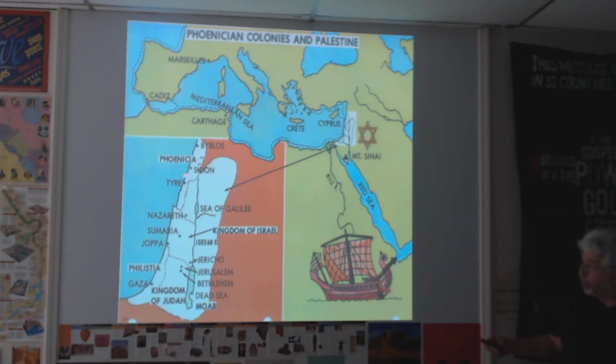Now, the Phoenicians weren't content with just staying here and trading around the Mediterranean. They went all the way to the edge of the Mediterranean and established a colony over here, Carthage. And we'll see Carthage has great importance later on. But these are Phoenicians over here. I think that they also, this map shows them going along the coast up here, maybe up to England. I think they also went down around Africa. They seem to be great seamen and went a long ways, possibly even to America.